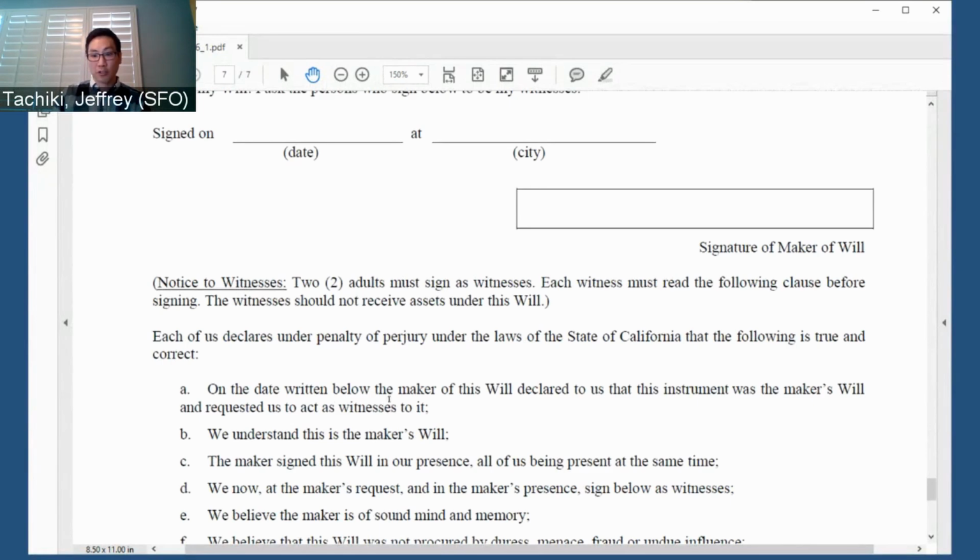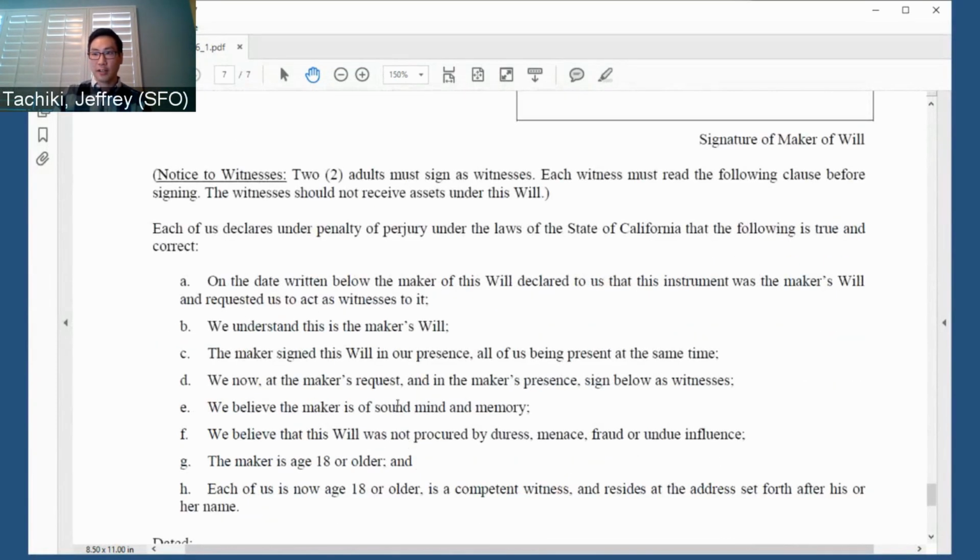You would make sure that they actually watch you sign this will. And as a practical matter, I think there are some difficulties in making that happen.